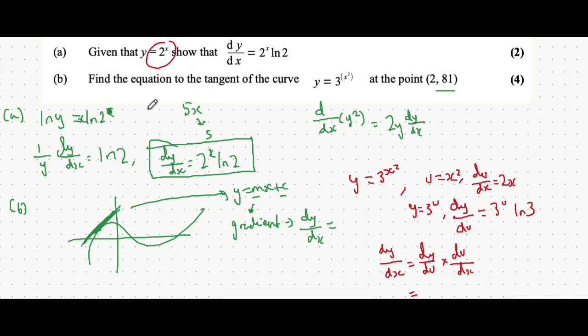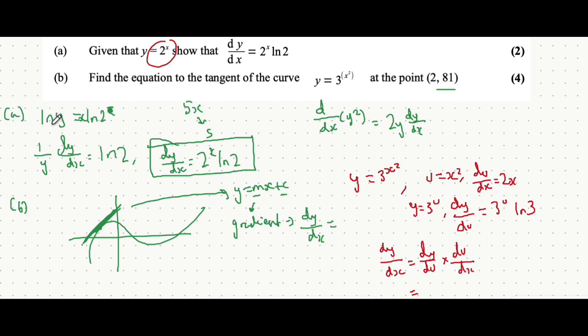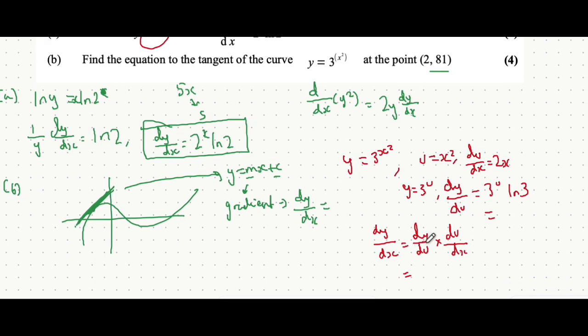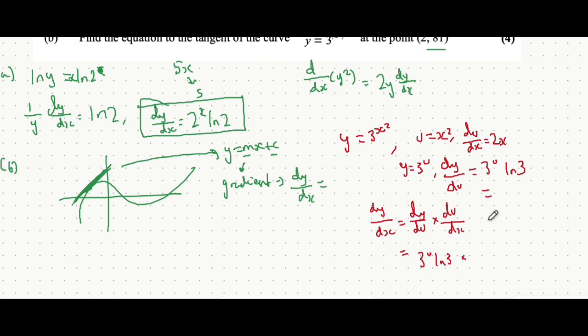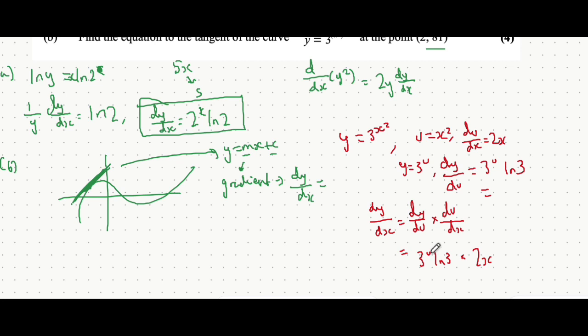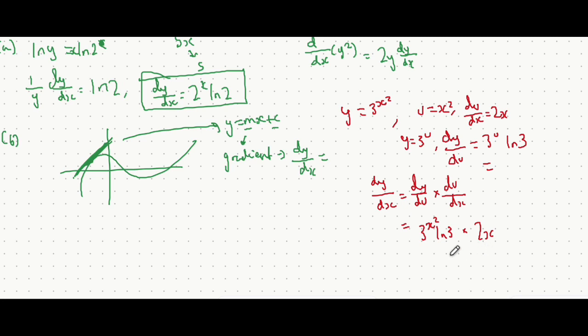It's honestly the same method as what I did here, so I won't bother repeating that. In that case, we can now replace u with x squared again. Actually, let's do that at a later stage. dy/du now is 3 to the u ln 3, and we're multiplying onto that du/dx, which is 2x. Like I said before, we can replace u with x squared, so we get 3 to the power of x squared ln 3 times 2x, and honestly we can't really go too much further with this: 2x times 3 to the x squared ln 3.